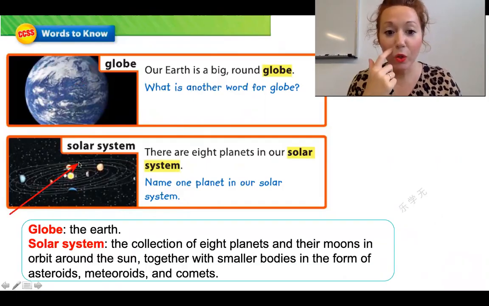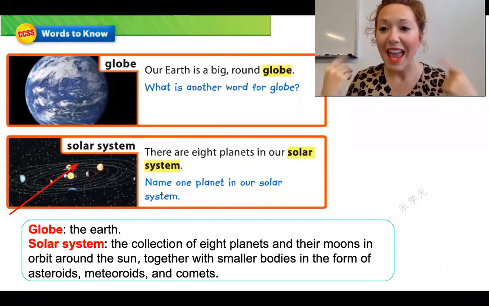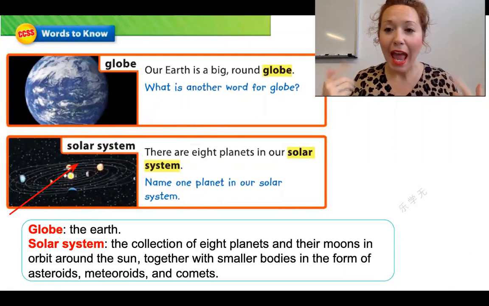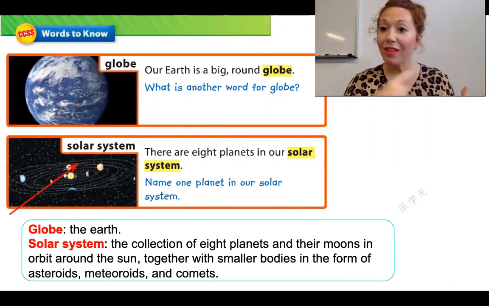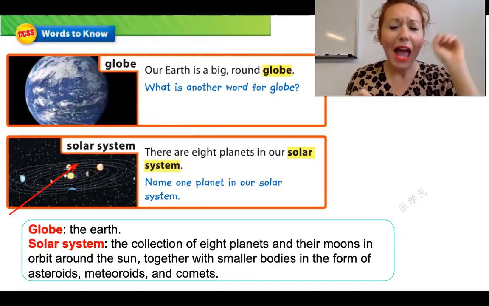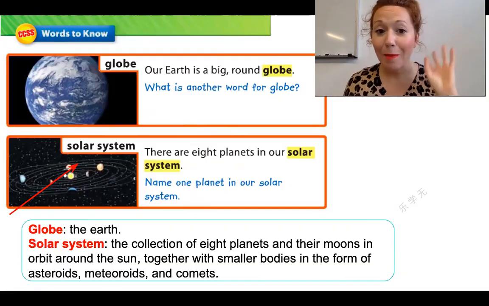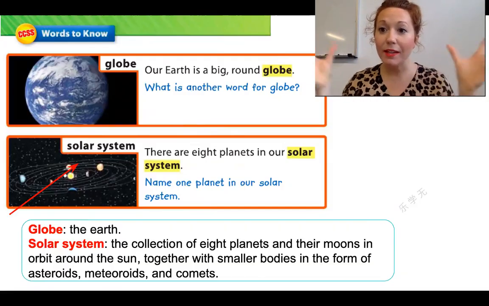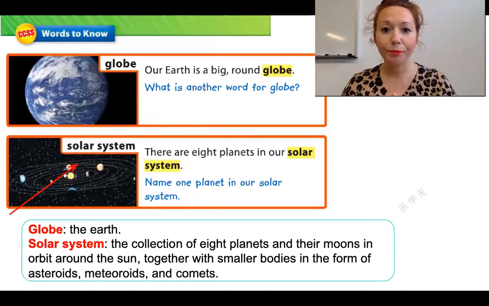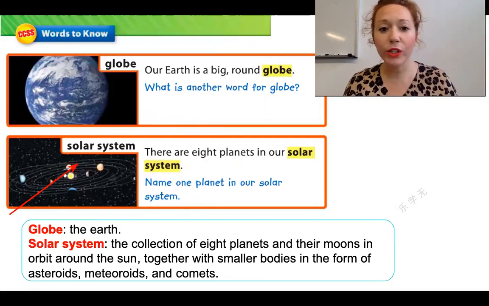Next, we have solar system. Now, the solar system is a collection of 8 planets and their moons, and they are orbiting the sun, okay? Now, this is all together with some bodies that have asteroids and meteoroids and comets, okay? So this is our solar system. There are 8 planets in our solar system.